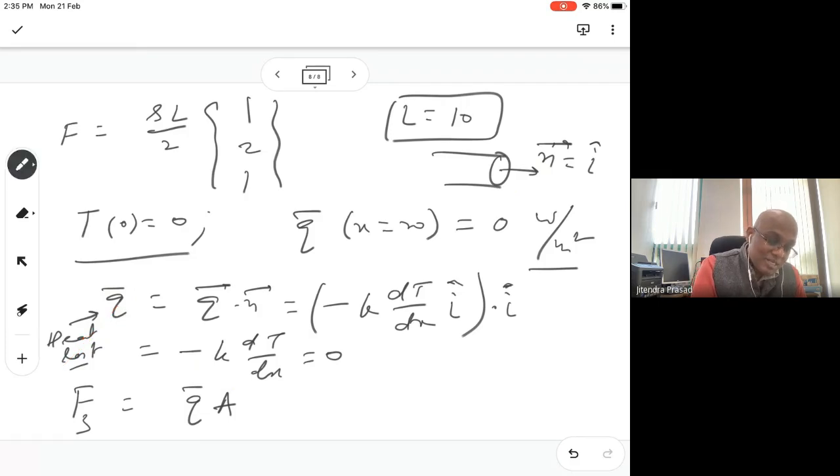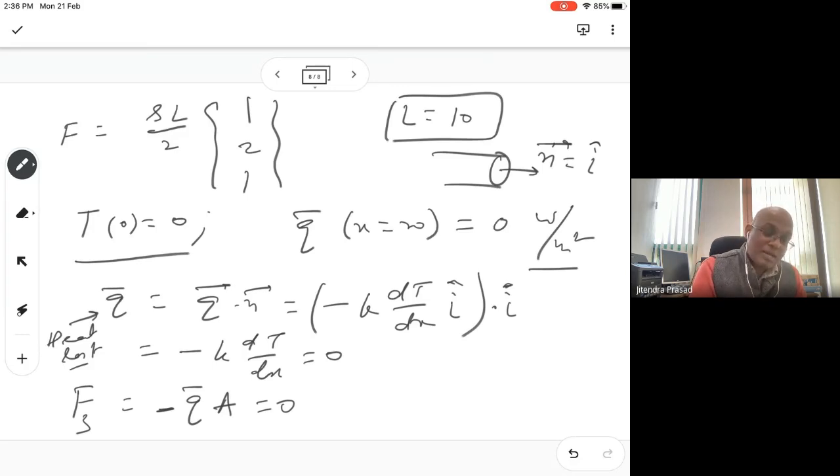So F3 is nothing but you have to write minus Q bar A, because that gives you the heat gain, right? And that is telling it to be 0. That is equal to 0. So this term is 0 because here we have to enforce that equal to 0. So that term has to be 0.